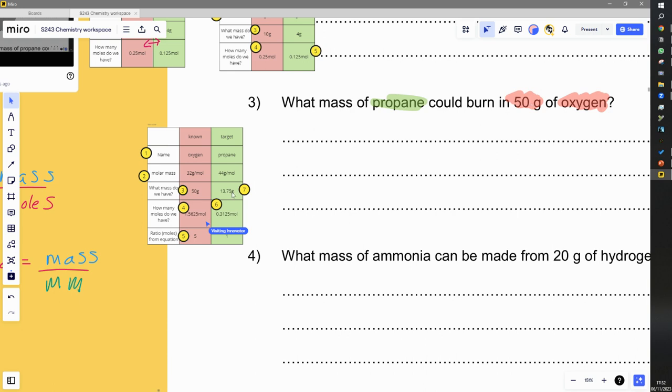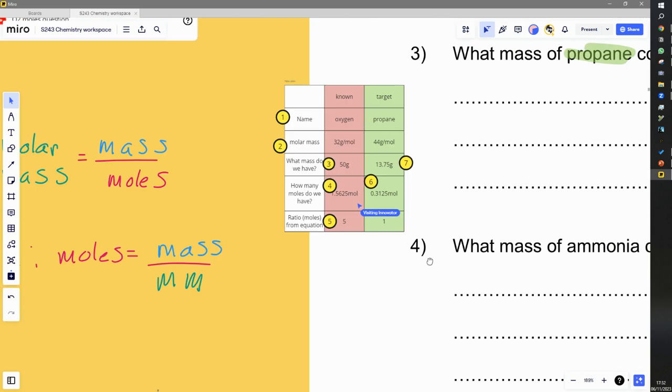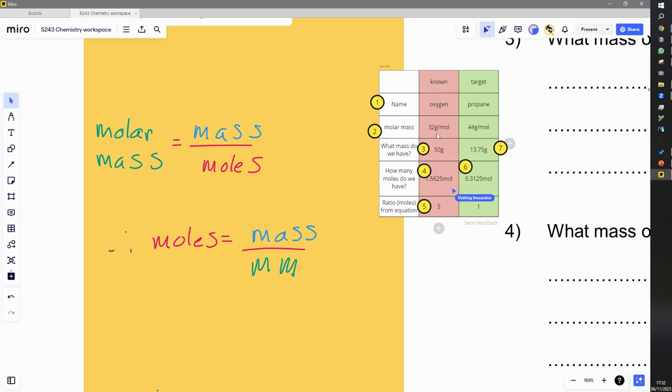We don't know the mass of the target because that's what we're going to get to, but we did obviously. As you can see, we got to 1375. Let's see how we got to that. How many moles did we work that out? Well, the molar mass is 32 grams, and what we did is I showed you how to calculate the formula rather than just use the formula.